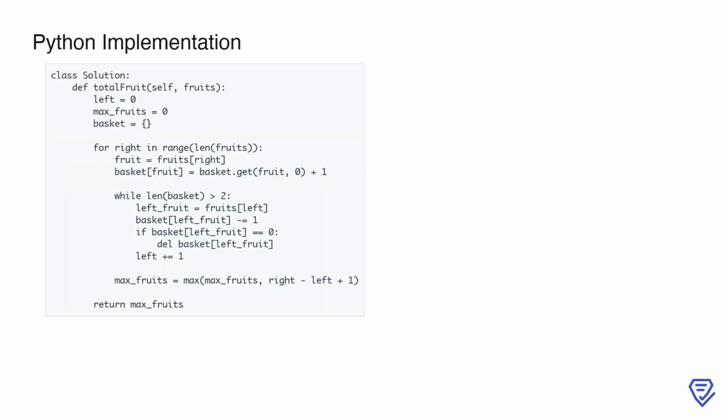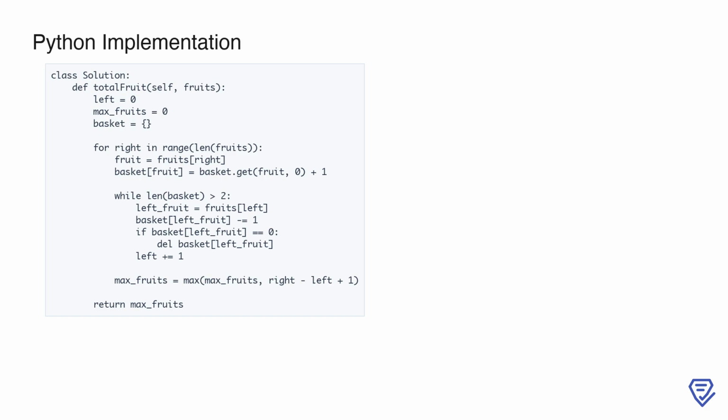This Python implementation solves LeetCode problem number 904, Fruit Into Baskets, using the sliding window technique. The goal of the problem is to find the longest subarray of fruits that contains at most 2 distinct types. Explanation: 1. We initialize 2 pointers, left and right, to represent the current window of fruits being considered. Left starts at the beginning of the array, and right iterates throughout.